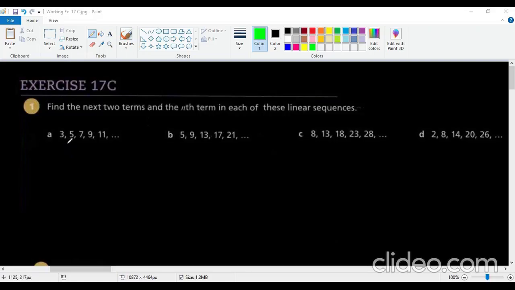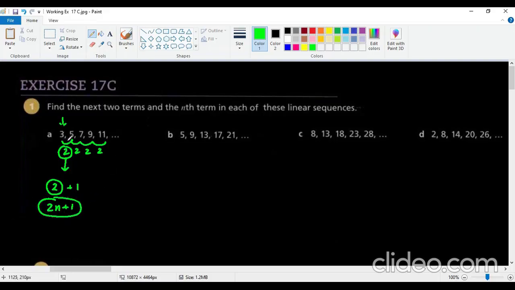Now, the values are 3, 5, 7, 9, 11. That means the difference between them is 2. For every term, there is a fixed difference of 2. When the difference is the same, it's called a linear sequence, or we can say an arithmetic sequence. So now the first term is telling me 2n. What should we do with the 2 to make it a 3? We should add 1 to it. That means 2n, which is the difference, plus 1 is going to give us the term.